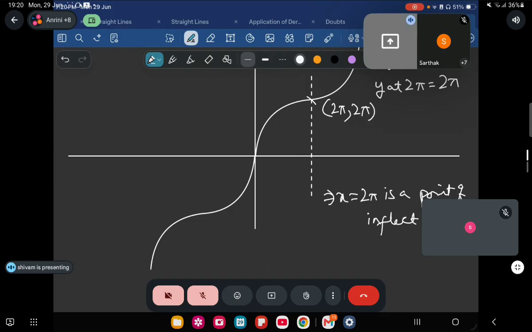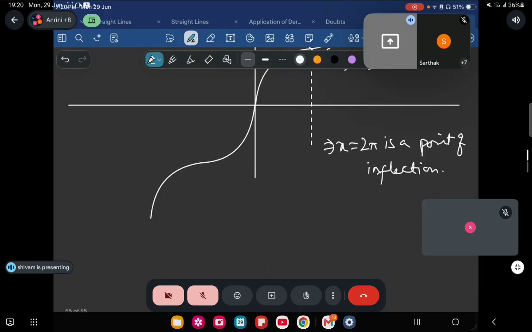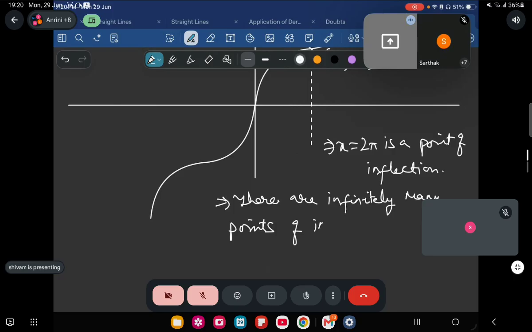And how many points of inflection will there be, everyone? Tell me. There are how many points of inflection? Infinitely many, right? There are infinitely many points of inflection like this. Are people getting it? There will be infinitely many points of inflection.